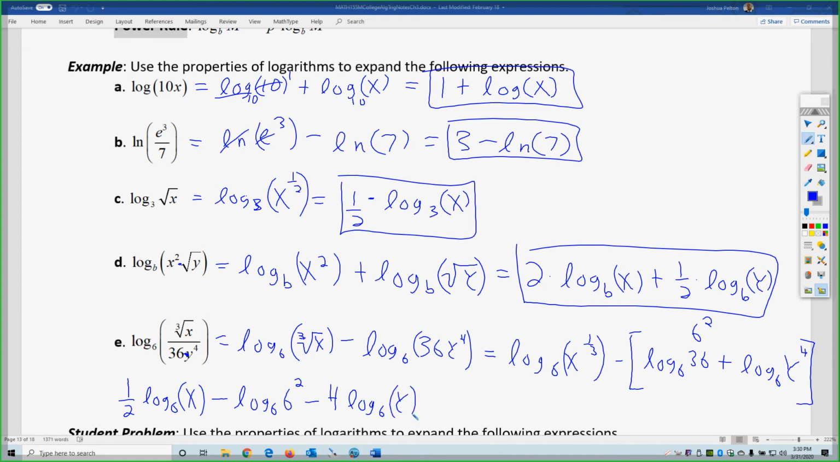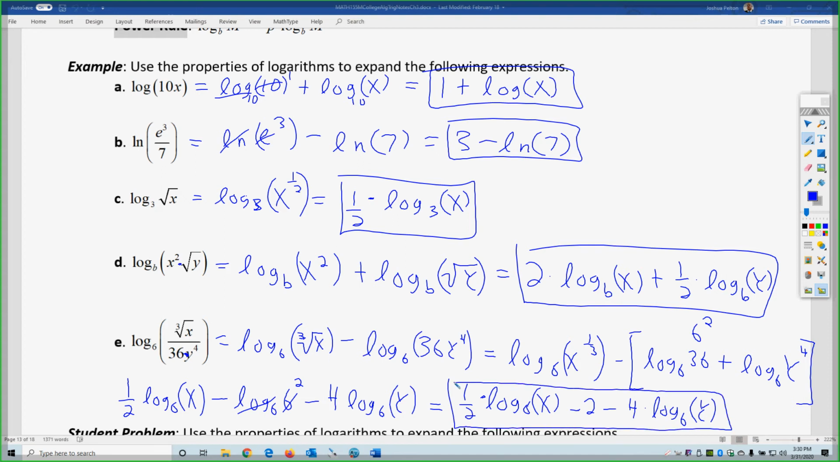Okay, so the last thing we need to do is cancel here. So we get our final answer of 1/2 log base 6 of x, minus 2, minus, I forgot the 4 again, 4 times the log base 6 of y. Okay, pause the video, try the student problems.